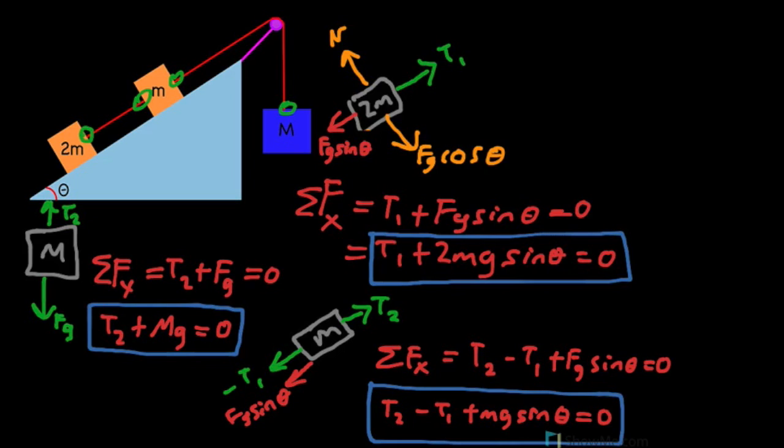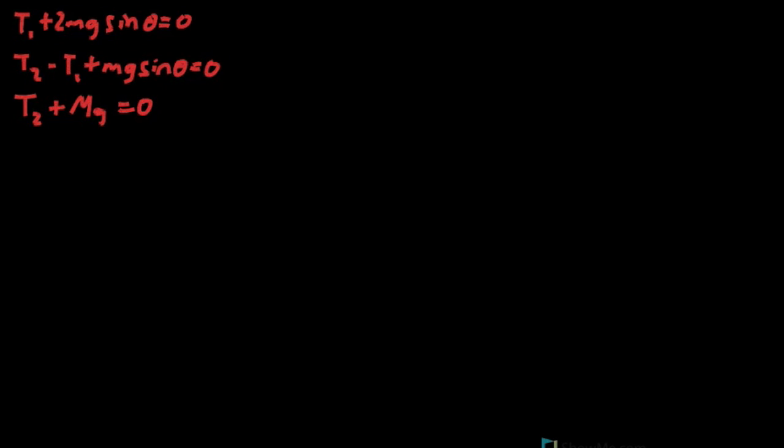And it's important that we have 3 equations because we also have 3 unknowns. We don't know T1, we don't know T2, and we don't know capital M. And so in order to solve for any of them, we need to have 3 separate equations. And so here I've rewritten our 3 equations, and in order to solve for M, the first thing we do is we take our third equation and rearrange it.